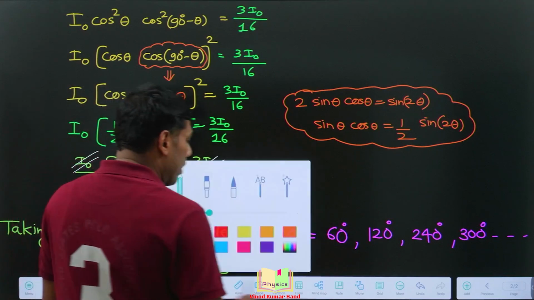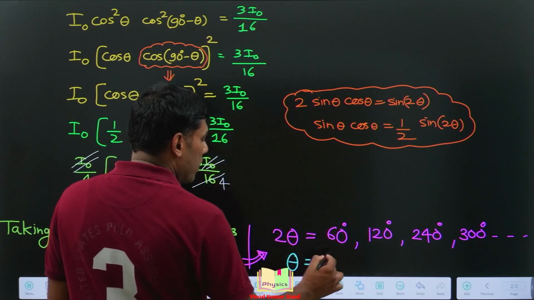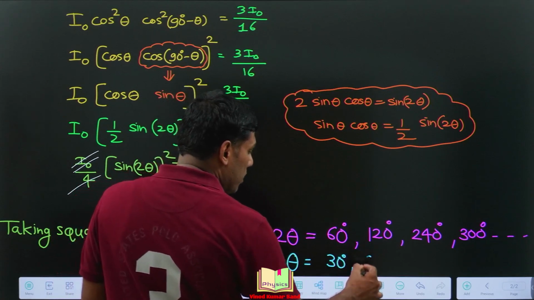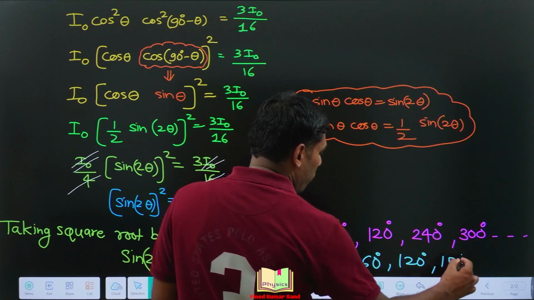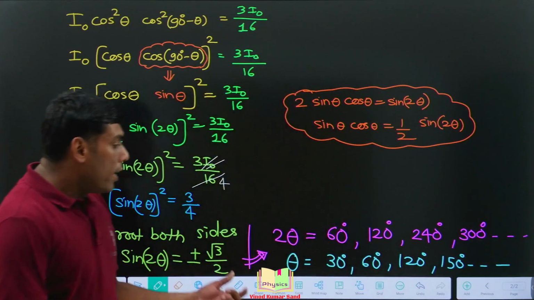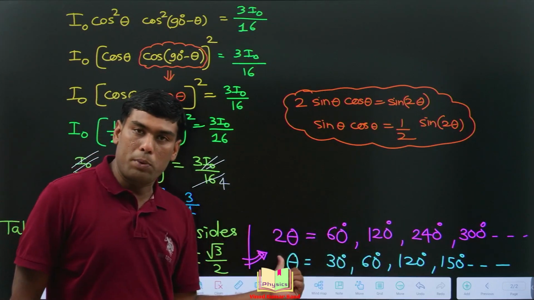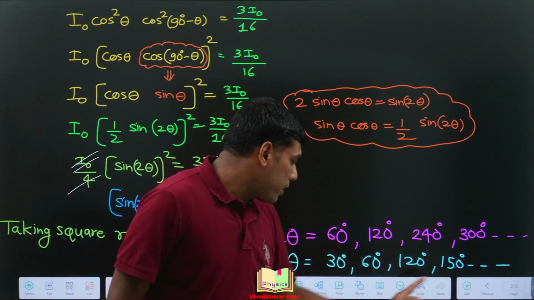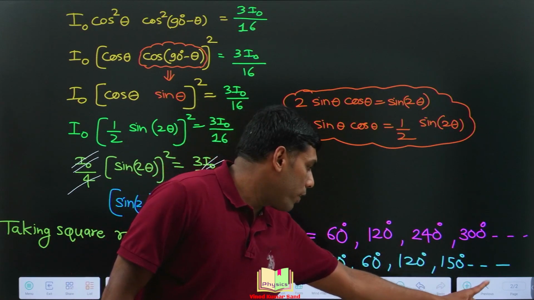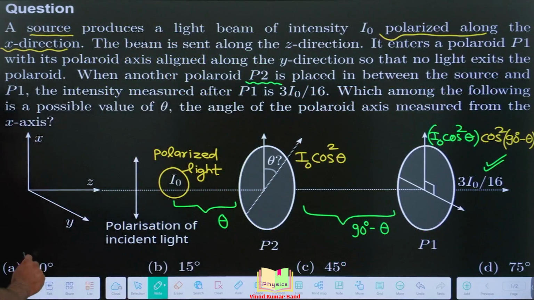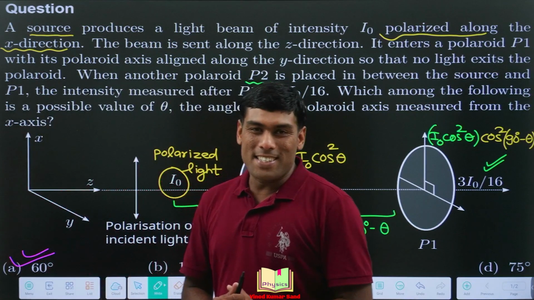Then what is the value of theta? Obviously theta must now be 30 degree or 60 degree or 120 degree or 150 degree, and so on. Now we will check the options. See, I have divided by 2 here to obtain the value of theta. Our answer should be any one of these, and when we check the options, the only feasible one is option A, 60 degree.